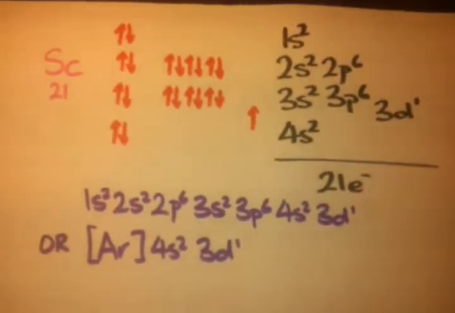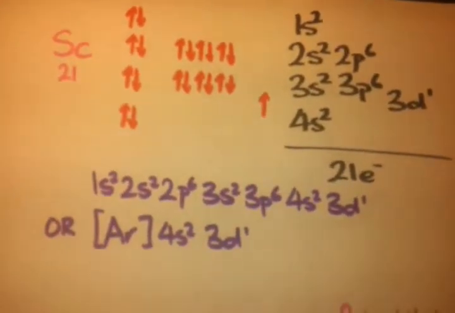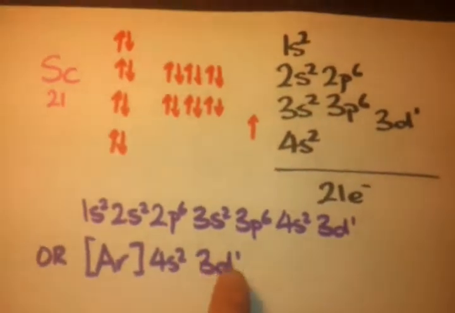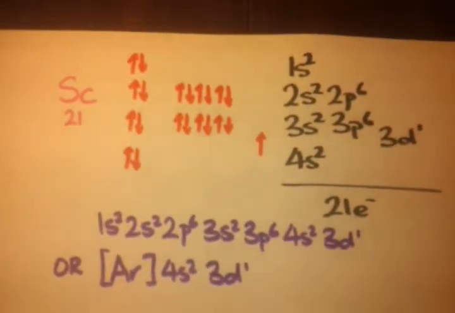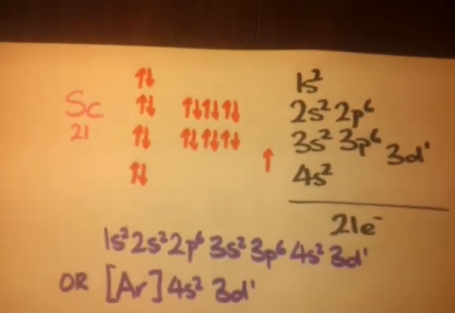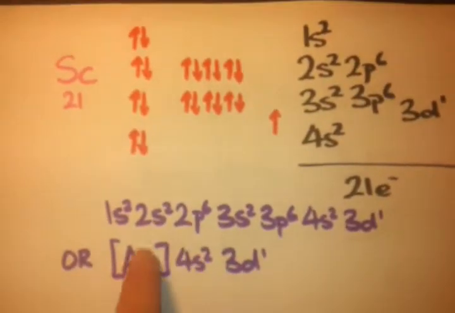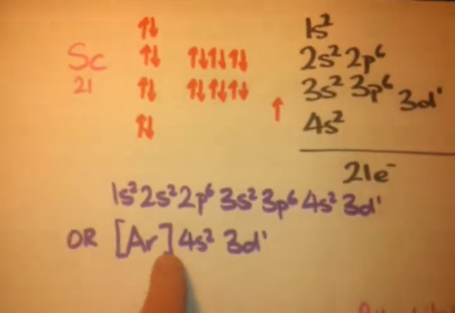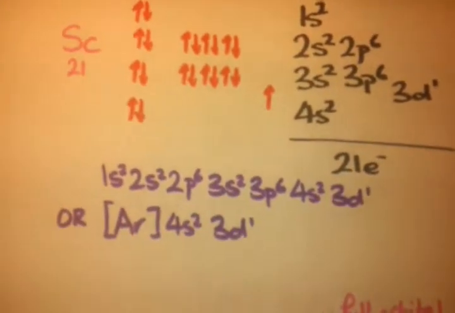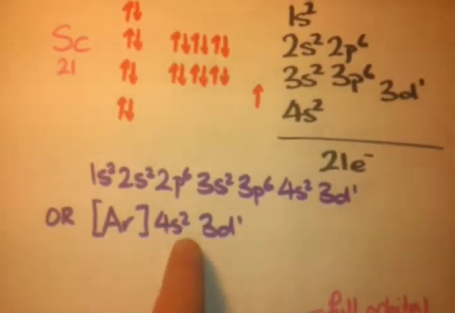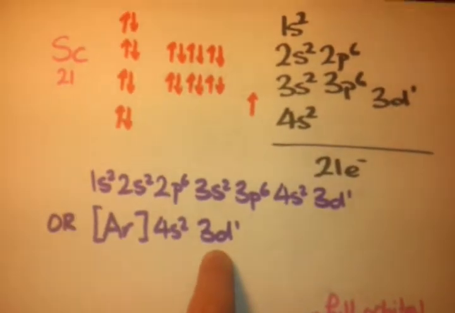So scandium looks pretty easy. We've just done the same electron configuration as calcium, then put 3d1 at the end of it. What it's worth noting is that scandium makes a 2+ ion, and so actually the 4s electrons are lost first, and that's because they're a higher energy level. It takes less energy to remove these electrons than it does to remove this one.